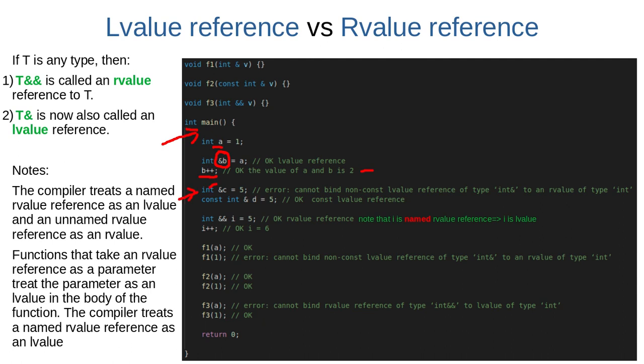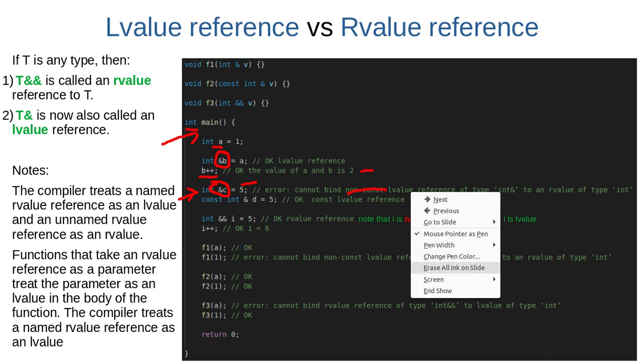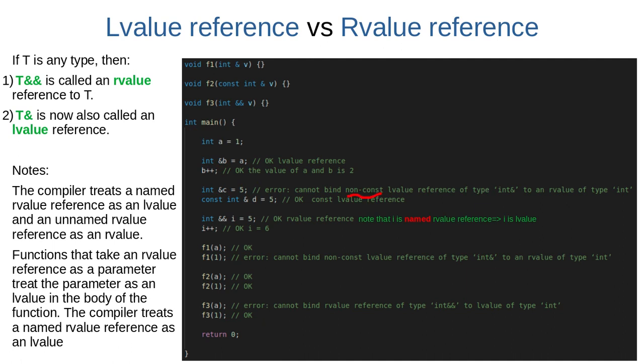Now here I'm trying to define an lvalue reference to 5, but we know 5 is an rvalue, which is temporary, so I can't take its address, so this will throw an error: can't bind non-constant lvalue reference of type integer reference to an rvalue.